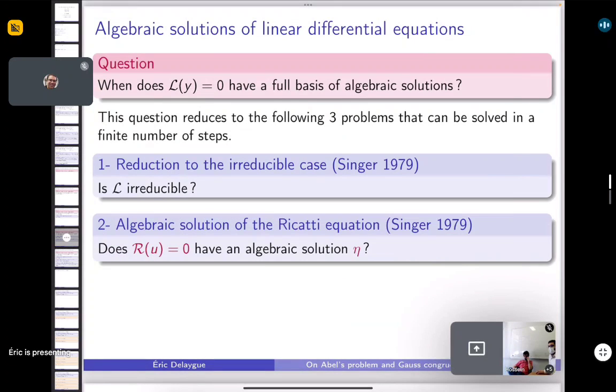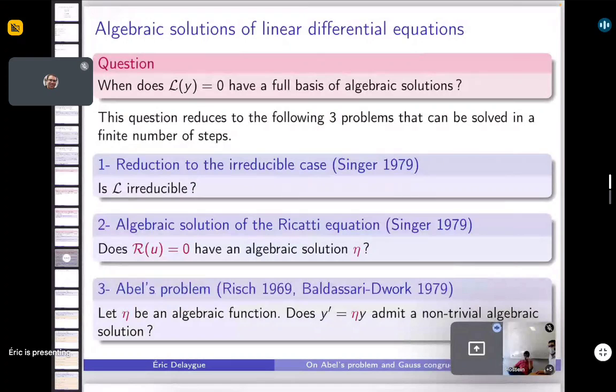Then you consider the Riccati equation, and the first step is to know if there is an algebraic solution to the Riccati equation. Again, we have a procedure which was given in the same article by Singer.